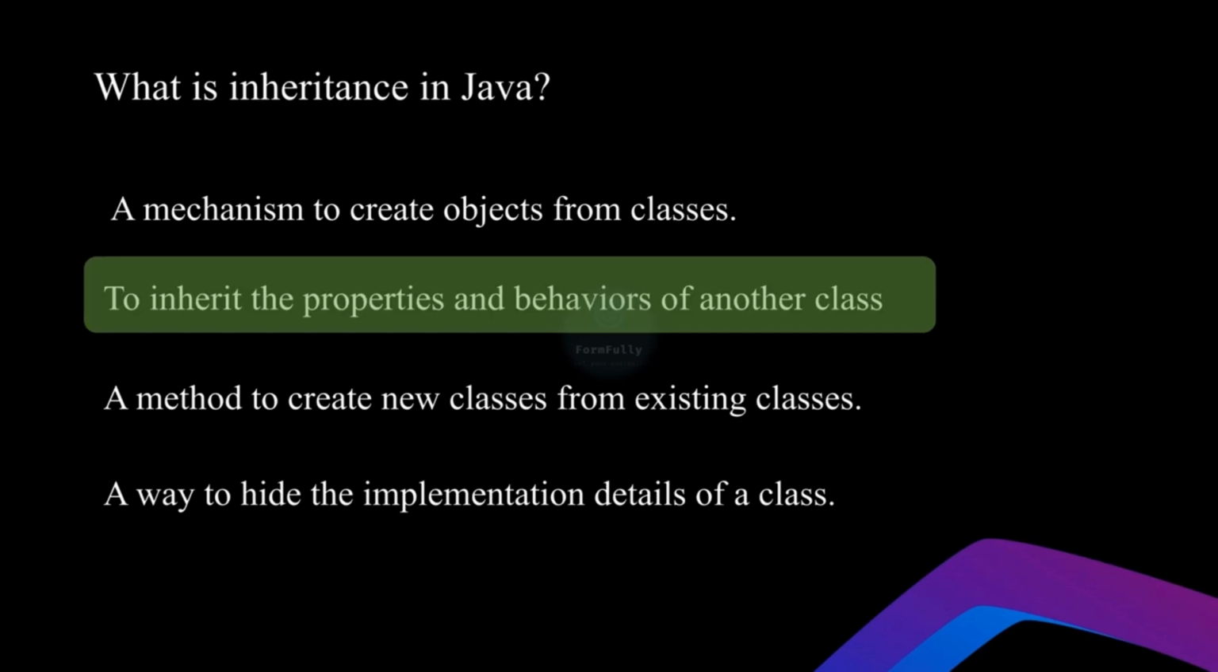Option A is incorrect because it refers to object creation, not inheritance. C is partially correct but doesn't mention the key benefit of inheritance. Option D is incorrect as it describes abstraction, not inheritance.